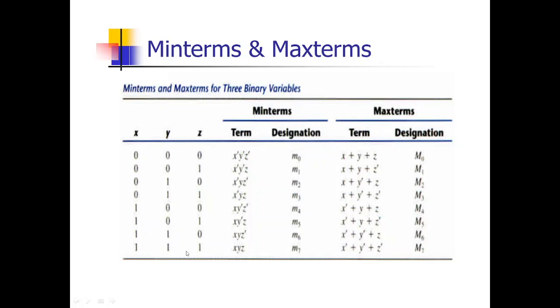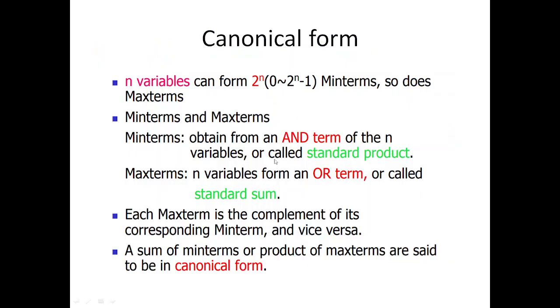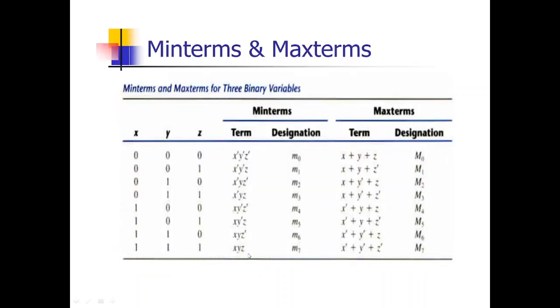Here we have 1, 1, 1. x, y, z is 1, 1, 1, so we can represent the term as x, y, z. See here, all the variables are combined with a dot. That is what we discussed in the previous slide: a min term is obtained from an AND term. So it is an AND term, right? And this is simply represented as m7. So this is the thing about min terms.